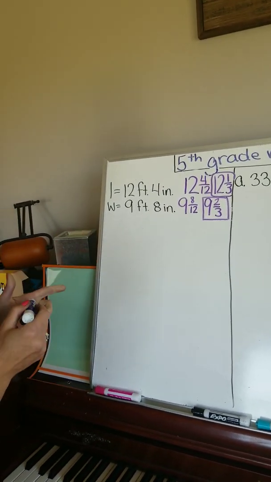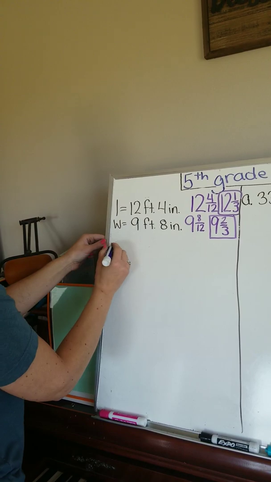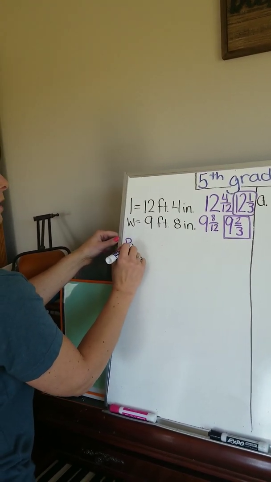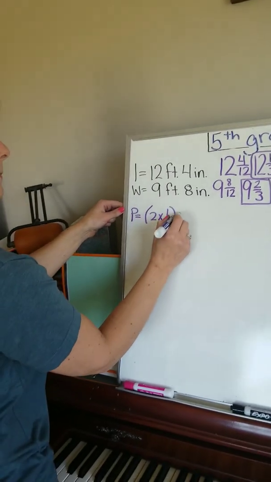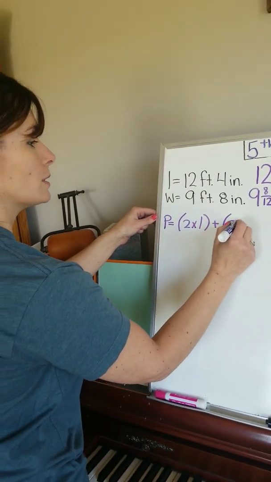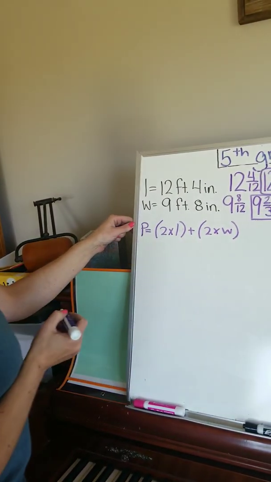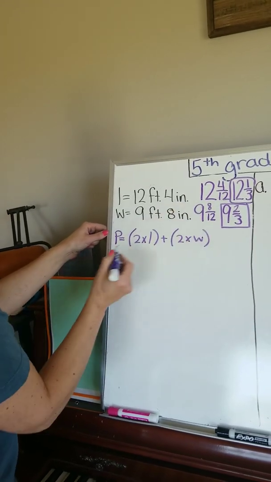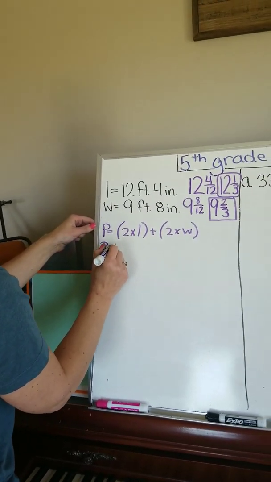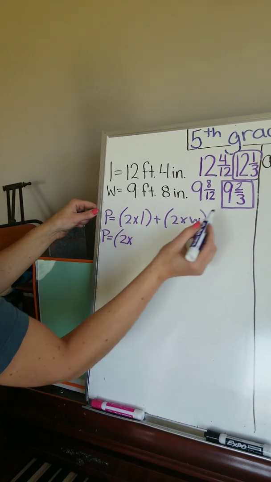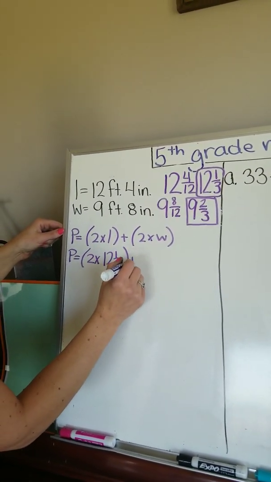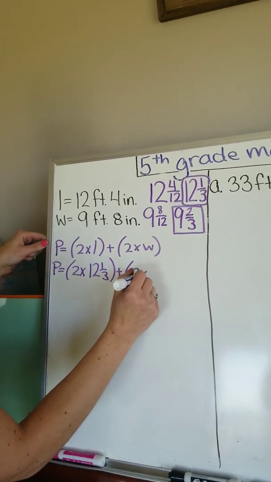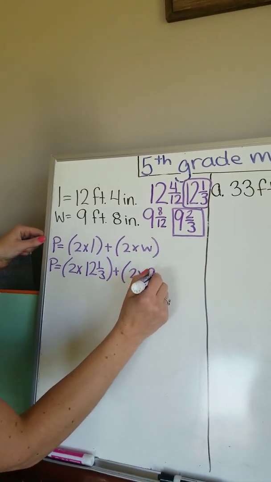Okay, now we're ready to start with our formula. Do you remember it? Perimeter equals 2 times the length plus 2 times the width. Okay, let's start putting in our lengths and widths. Perimeter equals 2 times 12 and 1/3 plus 2 times 9 and 2/3.